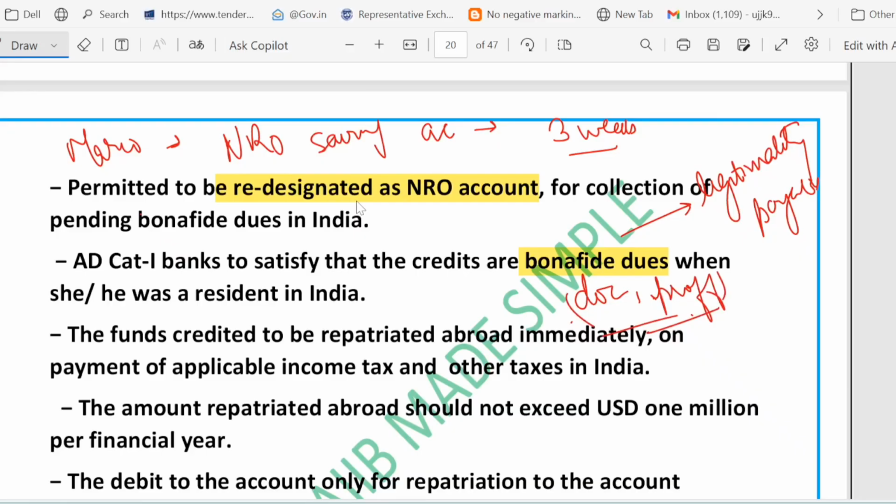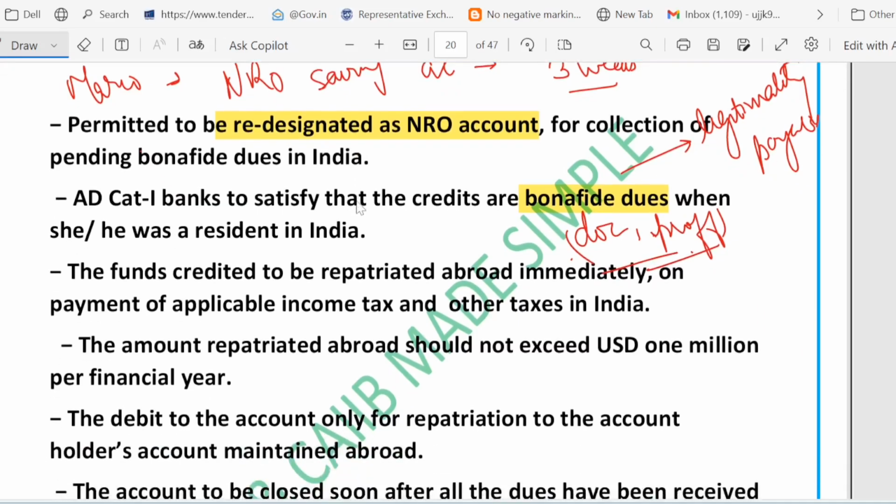Now, how does repatriation work? Simple steps. Once the bank is satisfied that the credits are genuine, it allows the funds to be repatriated abroad, but only after paying the applicable taxes. After paying the applicable income tax, like income tax, TDS, etc., and other dues are paid. In short, pay tax first, and then the bank can arrange sending money overseas. That is how repatriation works.